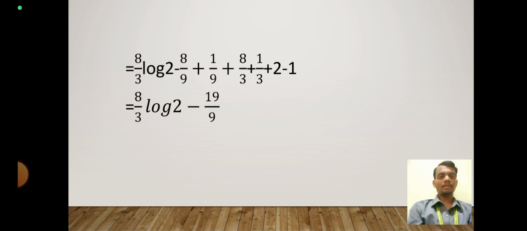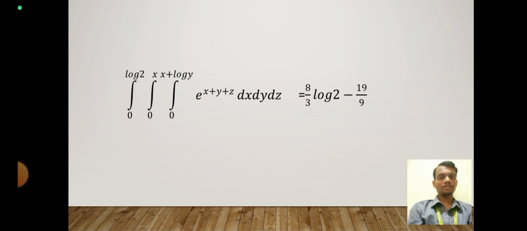8 by 3 log 2 minus 8 by 9 plus 1 by 9 plus 8 by 3 plus 1 by 3 plus 2 minus 1. That is 8 by 3 log 2 minus 19 by 9. Integral 0 to log 2, integral 0 to x, integral 0 to x plus log y of e power of x plus y plus z dx dy dz is equal to 8 by 3 log 2 minus 19 by 9.